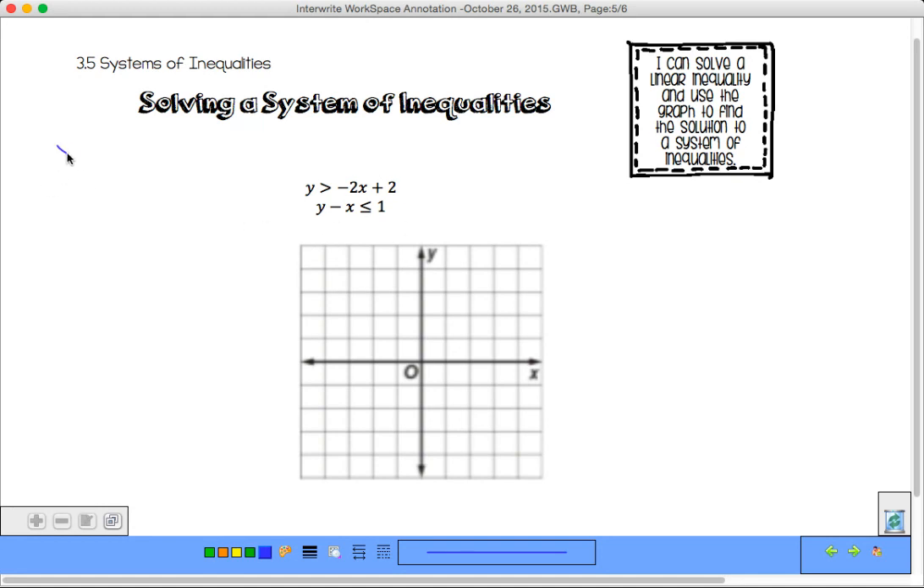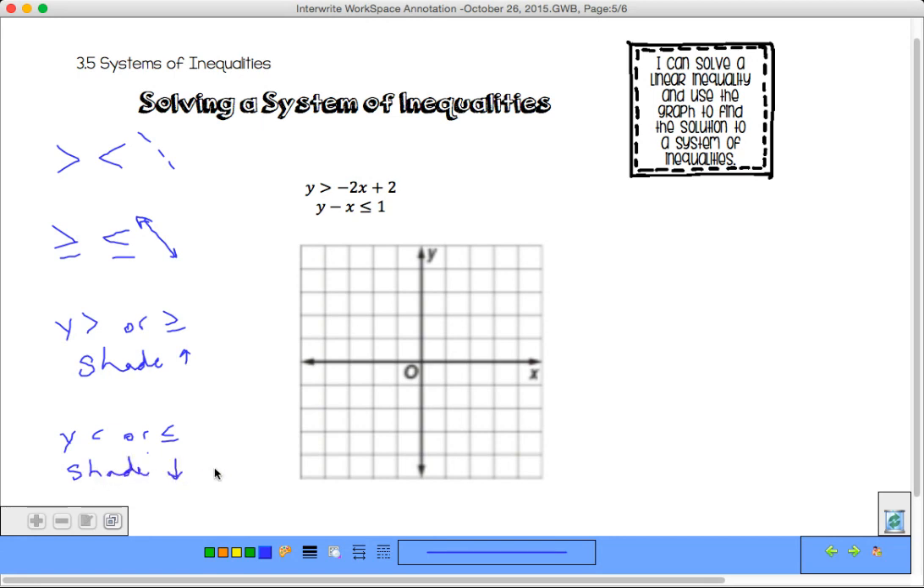So one is if we have either one of these, just like we have an open circle, well, we have a dotted line. Then if we have the or equal to part, that's going to be a solid line. And if it's y is greater than or greater than or equal to, we're going to shade above. If it's y is less than or equal to, we're going to shade below.